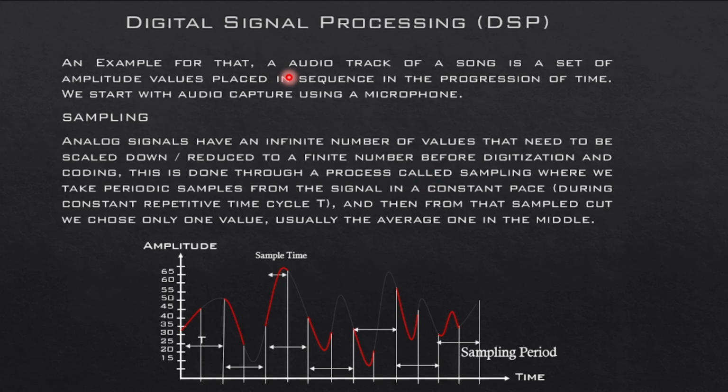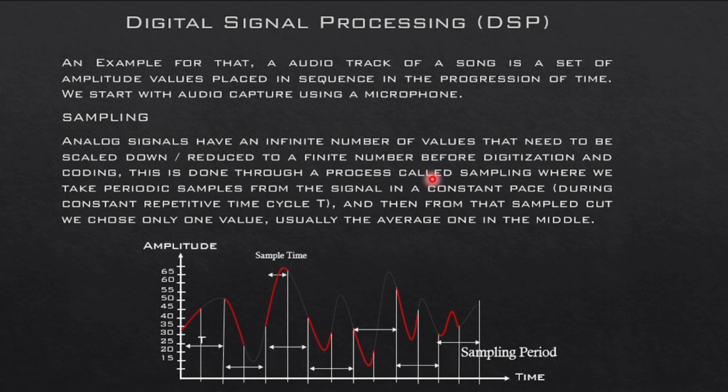An example for that: an audio track of a song is a set of amplitude values placed in sequence in the progression of time again. We start with audio capture using a microphone. We've spoken about that. So at first we need to take samples. So in the sampling process, what happens? Analog signals have an infinite number of values that need to be scaled down or reduced to a finite number before digitization. And coding, of course.